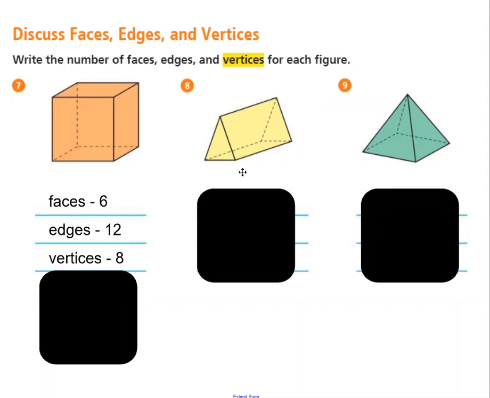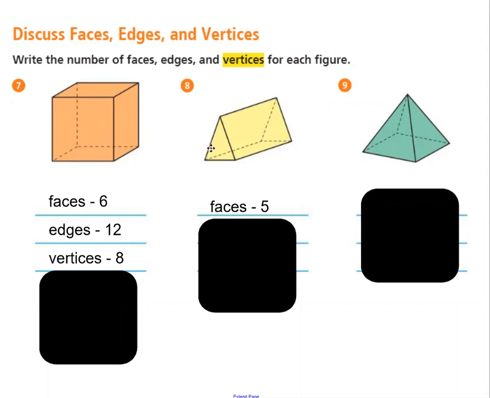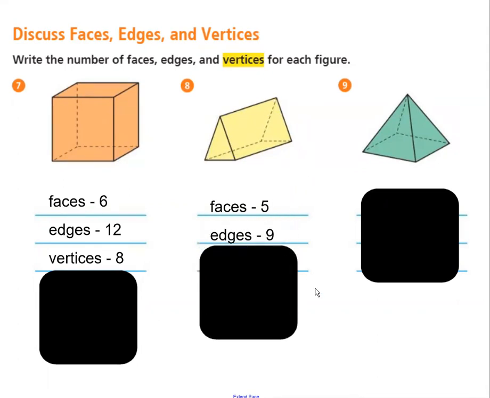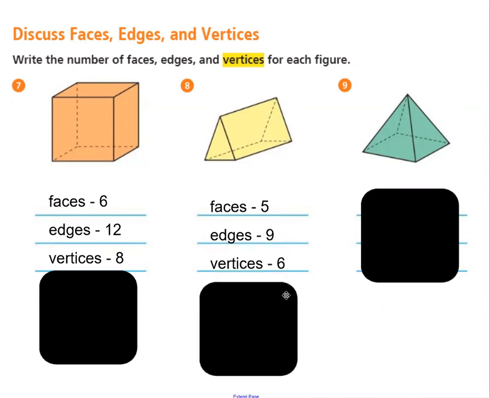Try it out. How many faces do you see for this triangular pyramid? Did you get 5? Triangle, triangle, and then the 3 rectangles. 1, 2, 3, 4, 5. How about edges? Count all the edges going around, going back. 9 edges. And vertices, a little bit easier to see than edges. 1, 2, 3, 4, 5, 6.